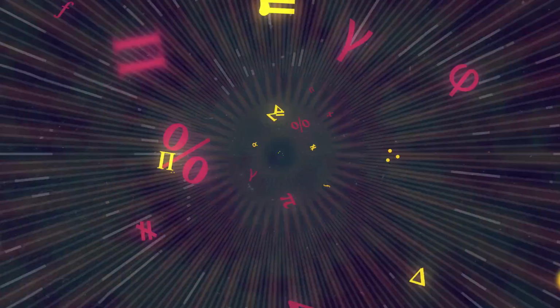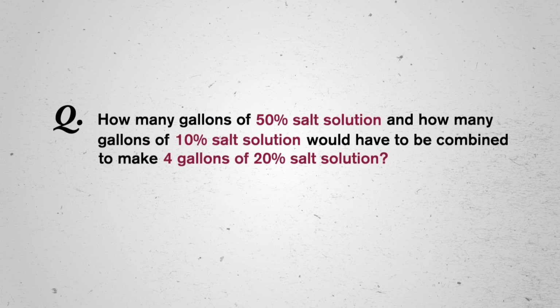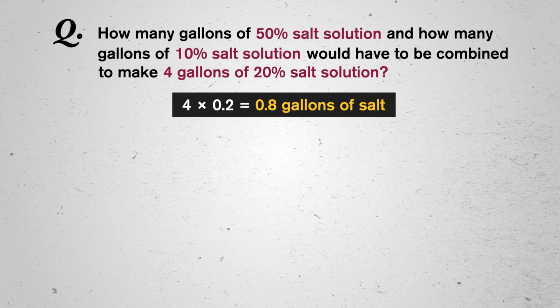But wait, this is word problem déjà vu. We've solved something like this before with pictures. Now we can try it with graphs. So let's focus on this through X, Y, and grid ray vision. We know we need to end up with 4 gallons of solution that's 20% salt, or has 4 times 0.2 equals 0.8 gallons of salt.